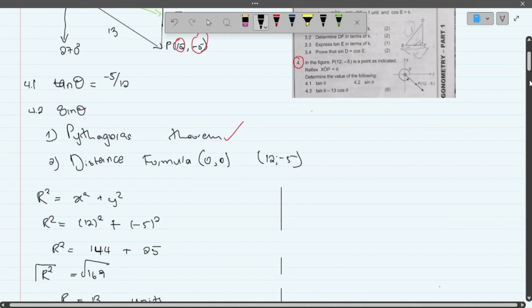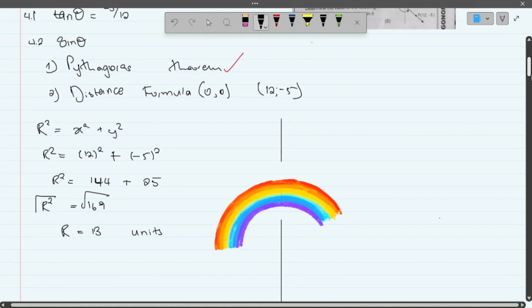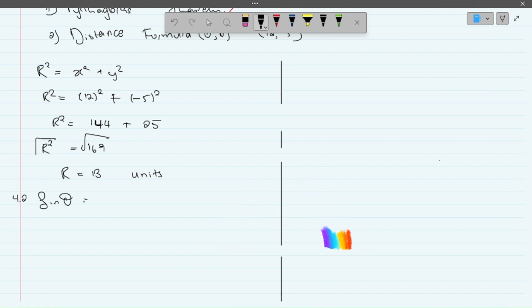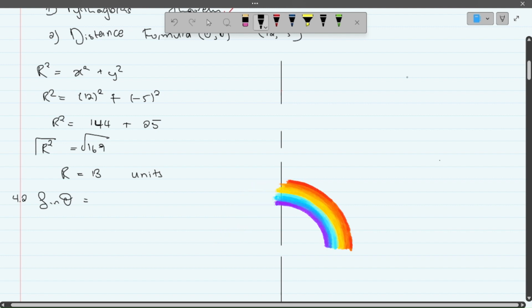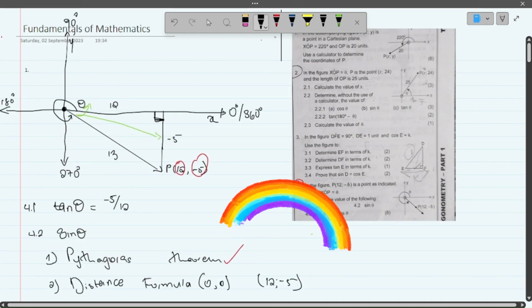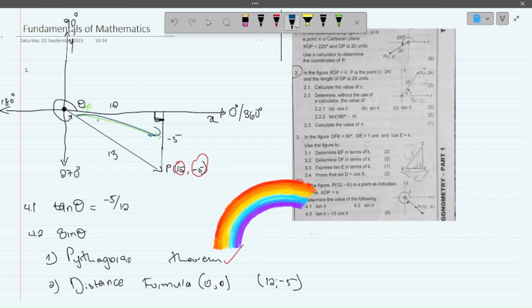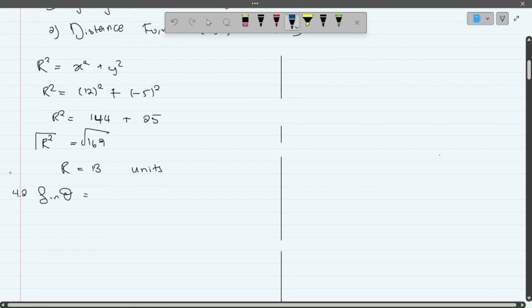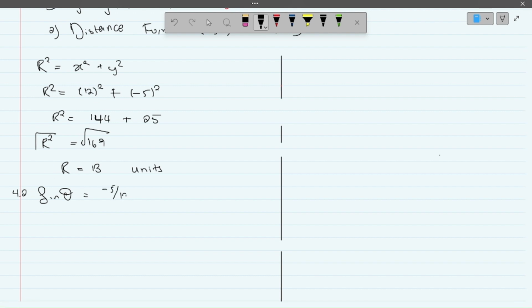So let's go back to our question. We should find sin theta, 4.2. We know that sin theta is opposite over hypotenuse. So it's going to be minus 5 over 13. So our answer is minus 5 over 13.